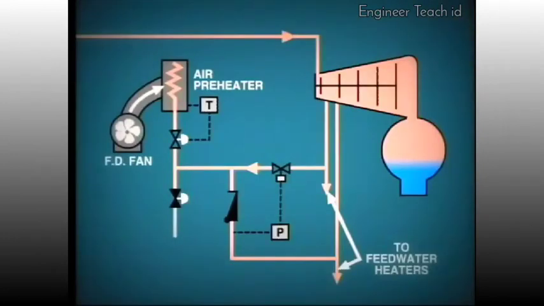In some plants, extraction steam may also be used to supply part of the auxiliary steam demand. For example, in this particular arrangement, steam can be supplied to the air preheater in the FD fan duct from either the first or second stage of extraction, depending upon the pressure available. Please bear in mind that as the load on the turbine generator changes, so does the steam flow through the turbine, with the result that the pressure changes on each extraction point.